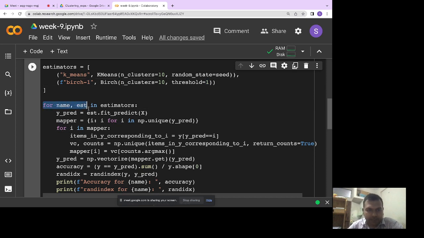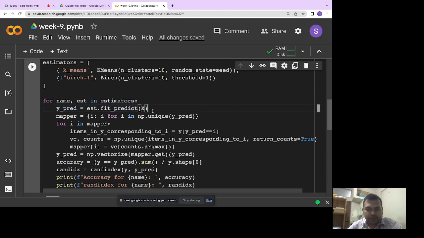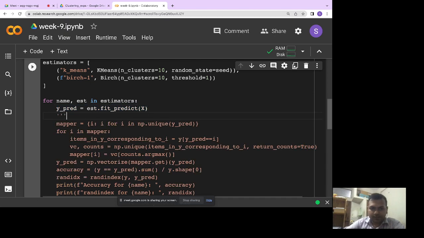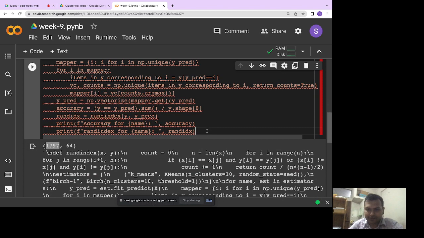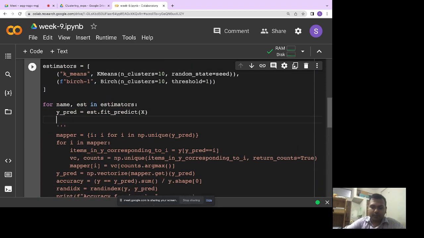So for name, est in estimators, that will give you the name, which is k-means, and the estimator. You fit and predict x. So you take x, the features. You don't require y in this case because this is an unsupervised algorithm. You take x directly and you try to cluster it based on the features. So this is an interesting thing. Let me show you what happens when you predict y.